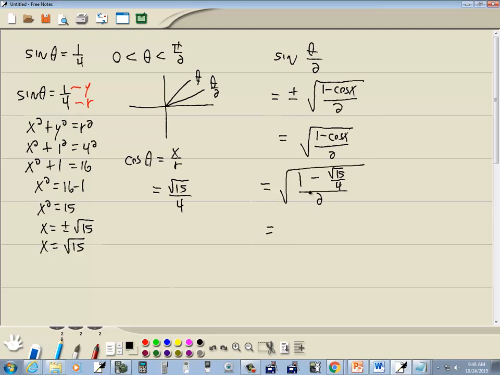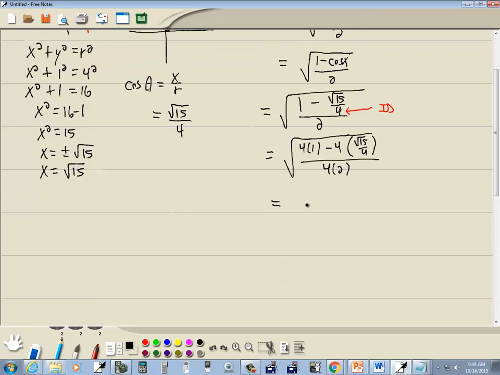Now this is a complex fraction, a fraction inside of a fraction. So we're going to multiply everything by the LCM of all our inner denominators. The inner denominator is the 4. We're talking about the fraction inside of the fraction, so its denominator. Okay, so let's multiply 4 times 1 minus 4 times square root of 15 over 4, over 4 times 2. So then we're going to have the square root of (4 minus the square root of 15) over 8.